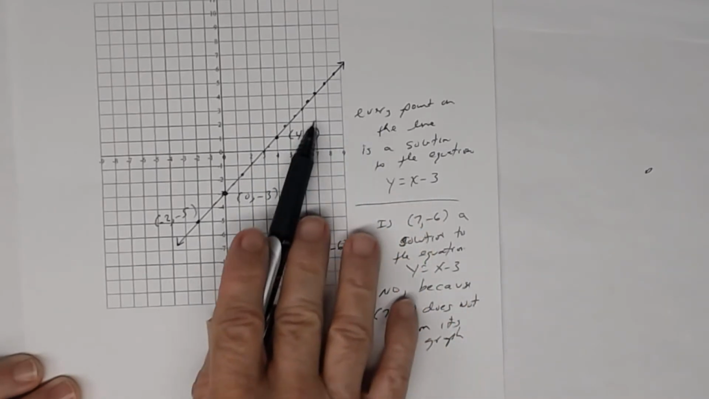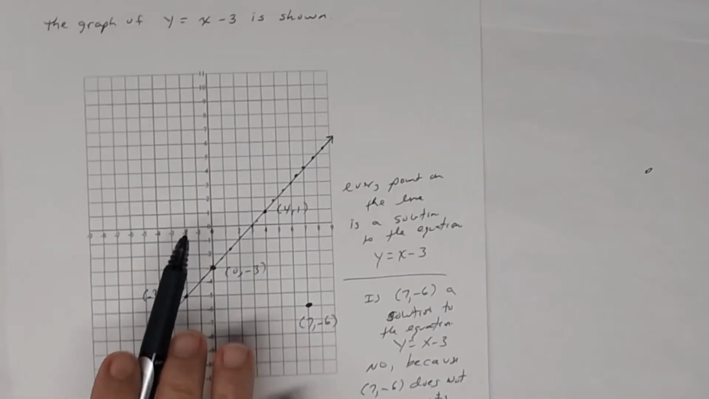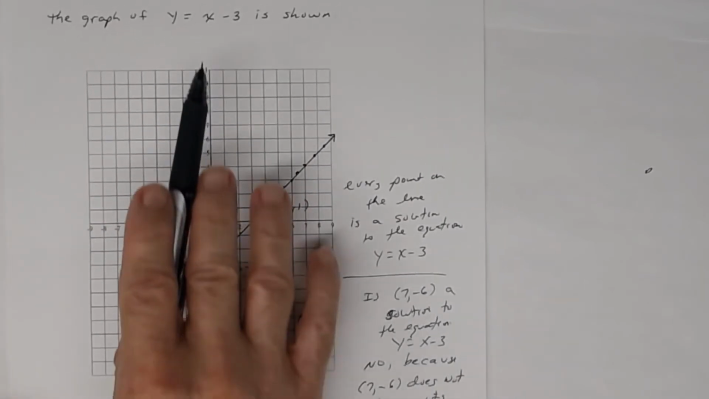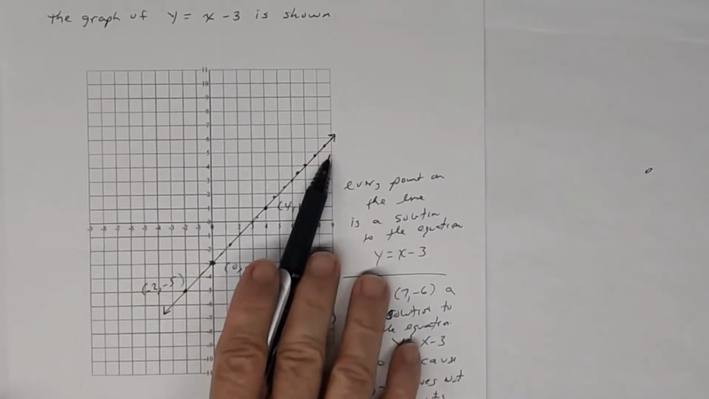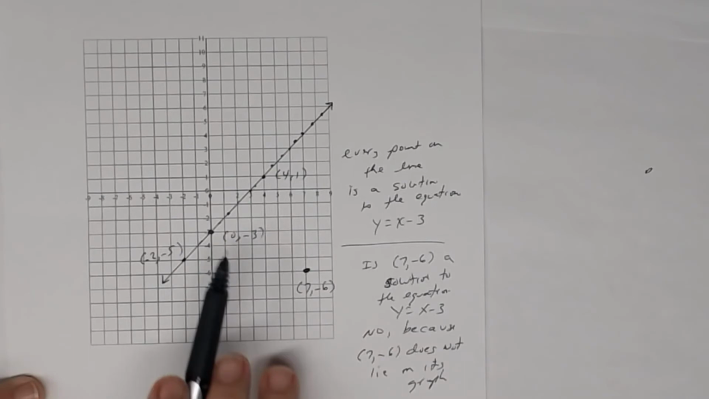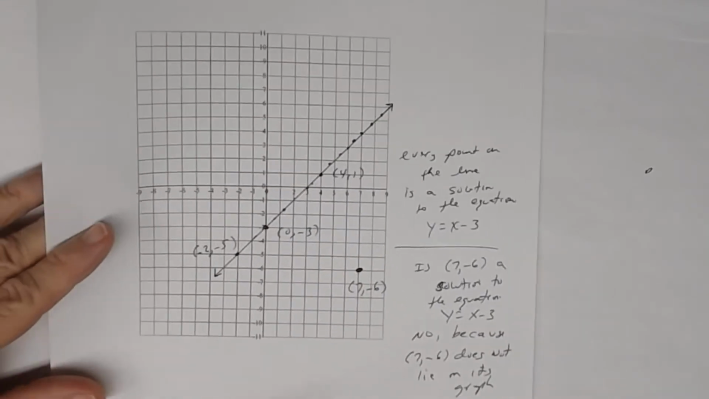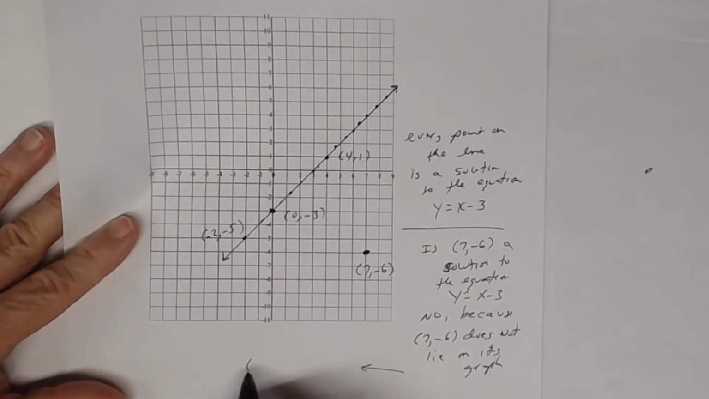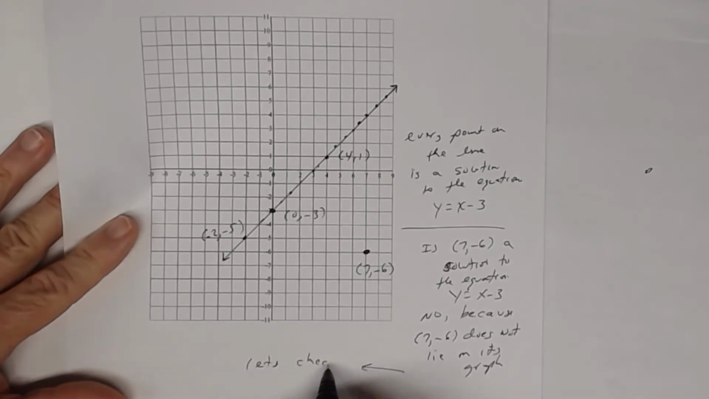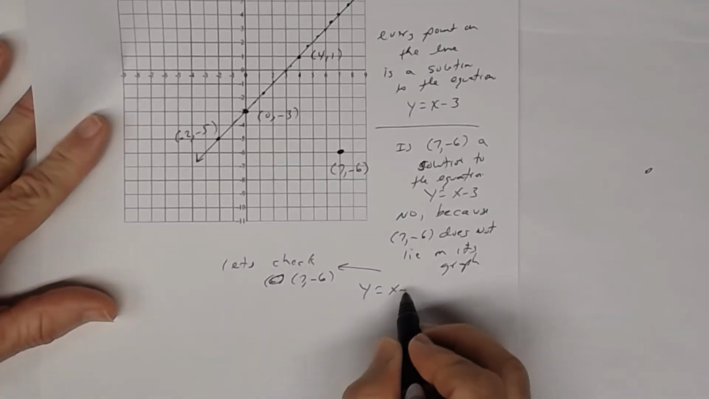Remember what we just said, every point on that graph is a solution to its equation, because when you graph an equation, you're graphing its solutions. So since this point does not lie on the graph, then that cannot be a solution. And it's not, because if you check it, let's check 7, negative 6 in the original equation, y equals x minus 3.